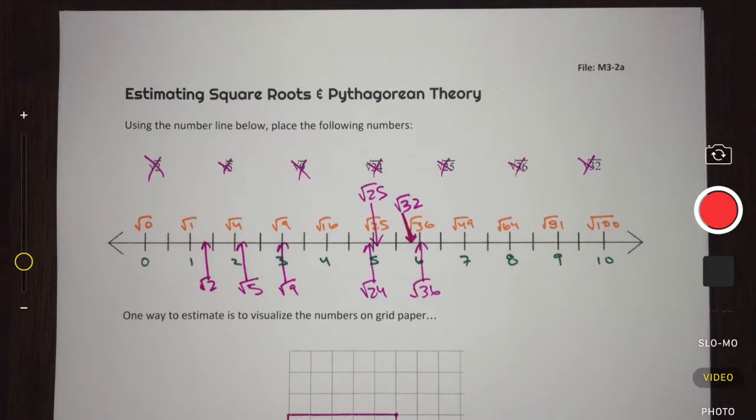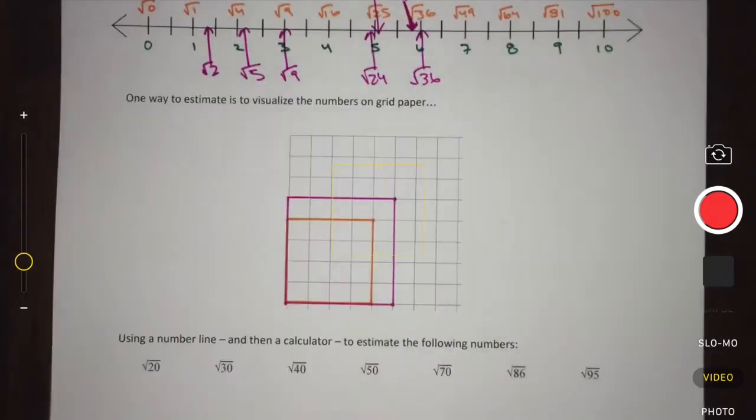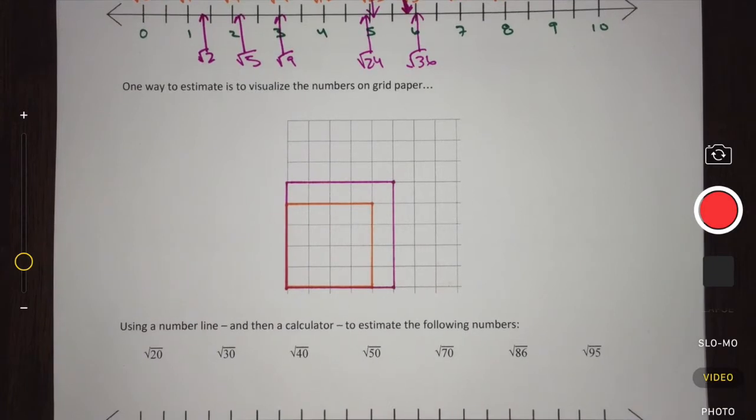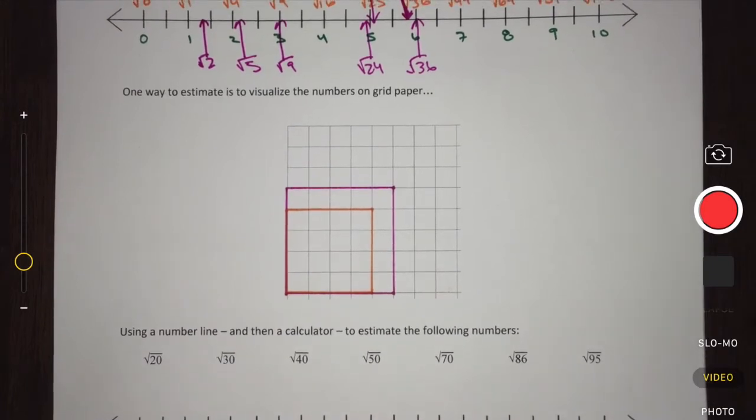So what you can see is the approximate locations, or the estimated locations, of each of those square roots. If you need to pause the screen to double check your answers, feel free to do so before moving on to the question below. Now when we visualize on grid paper, or when we visualize on a number line, this is going to help us estimate again and put into our mind how things might be spaced out on our grids.